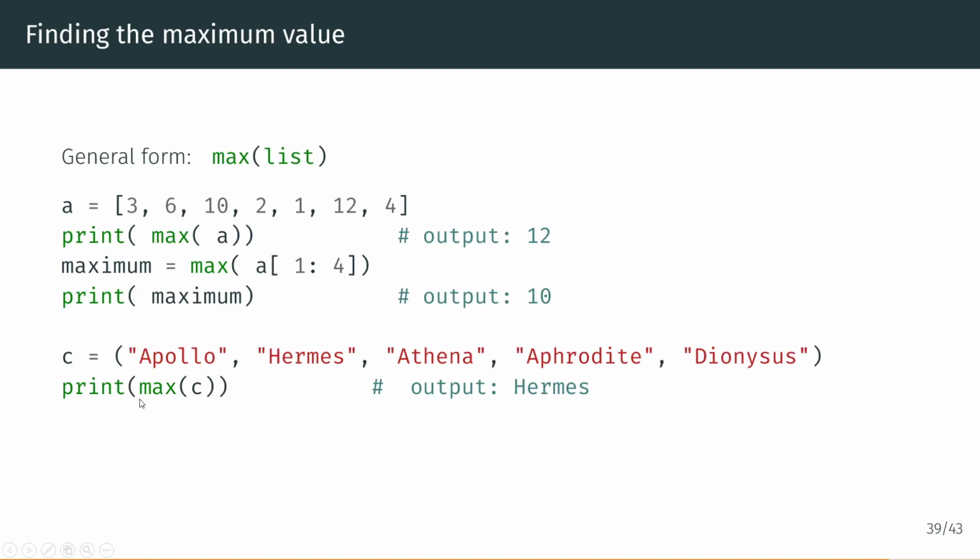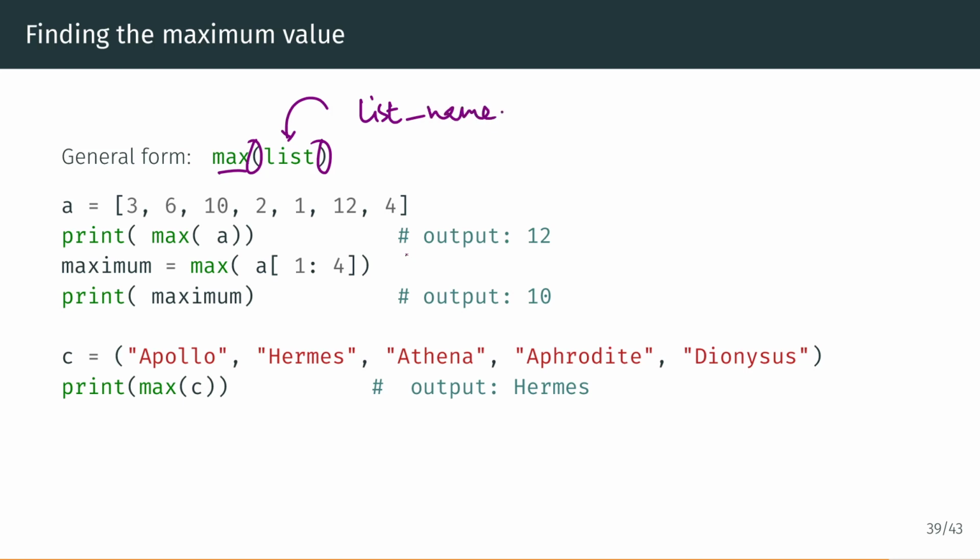Now, the next operator that we'll talk about, rather function, it's not an operator, it's a function. The next function that we'll talk about is the max function. And the max function finds the maximum value for you. So the general form of the function is max and then a set of parentheses and the name of the list. This is the list name.